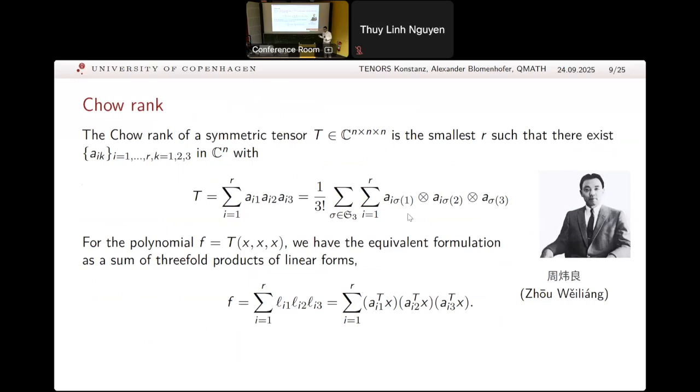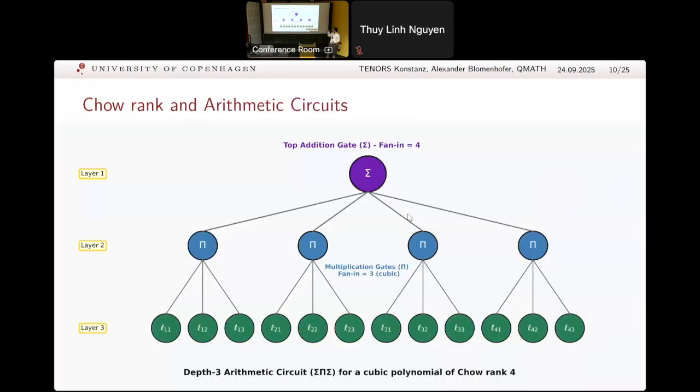And why is this interesting? This is interesting, for instance, from the viewpoint of arithmetic circuits. So what is an arithmetic circuit? I actually don't know so well, but if you tilt your head a little bit, then it almost looks like a neural network. But it's not a neural network. It's a way to compute a polynomial with addition and multiplication gates. And this is called a sigma pi sigma circuit, where the sigma is a sum, the pi is a product, and the second sigma is again a sum.